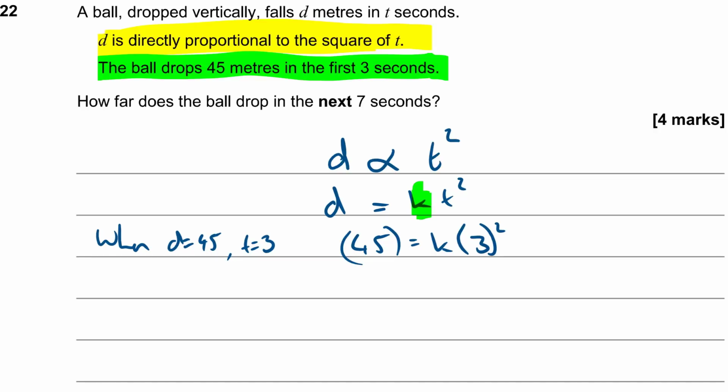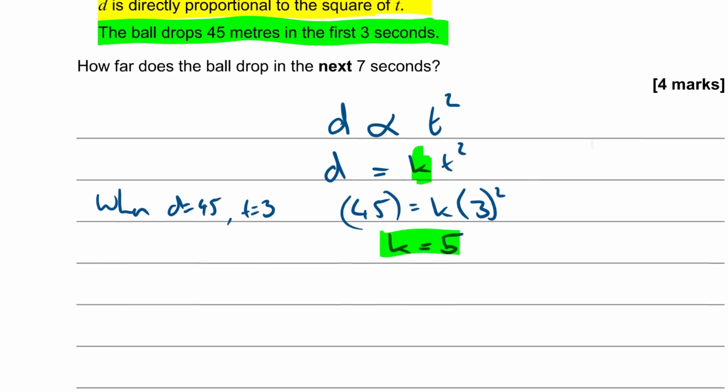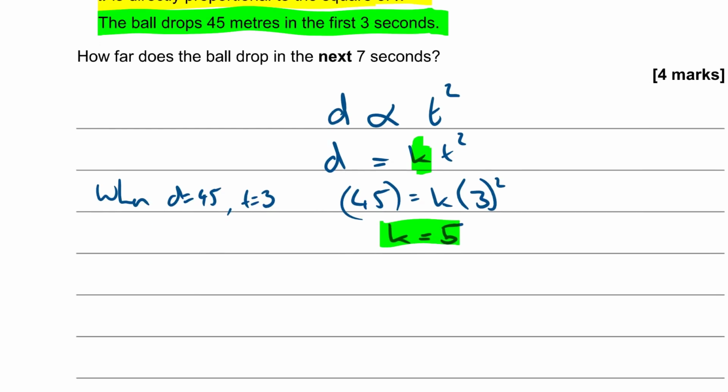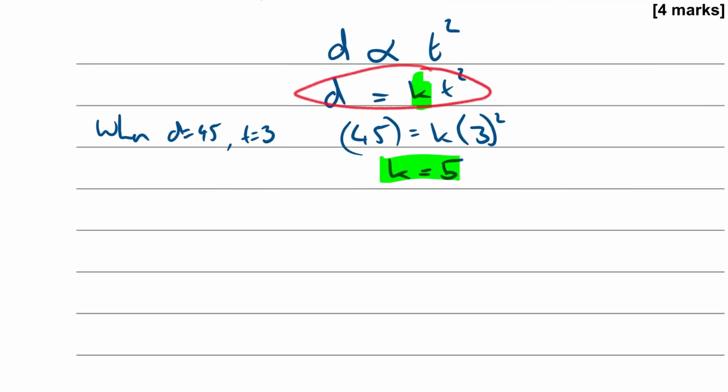Okay, so 3 squared is 9. 45 divided by 9 is 5. So k is equal to 5. Now I've found what k is, I can replace it back into my equation to find the relationship between d and t. So therefore d is equal to 5t squared. Okay, so that's my complete equation now.